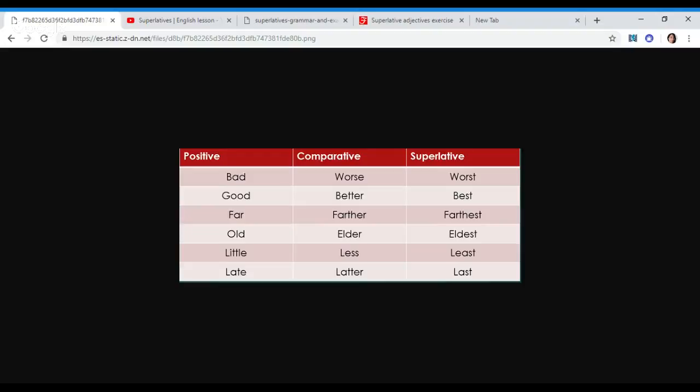Good is when a person or a thing is good. Okay, far. It's when we are going to say that one thing or place is far from another, like if I say Cali is far from Pereira. Okay, it's the comparative of distance from one thing to the other.